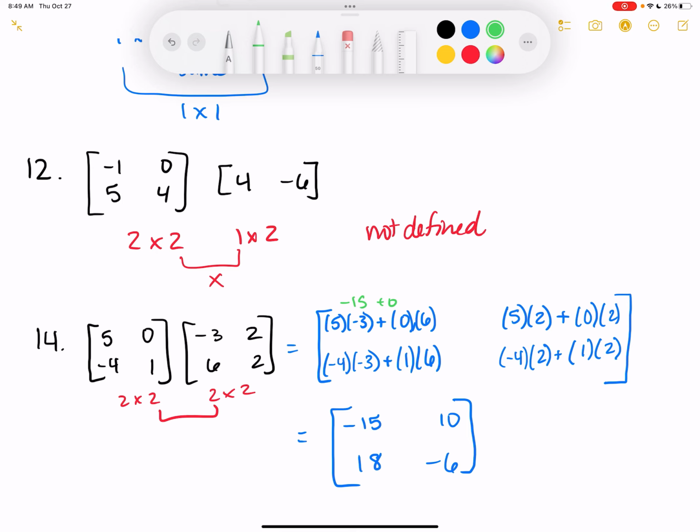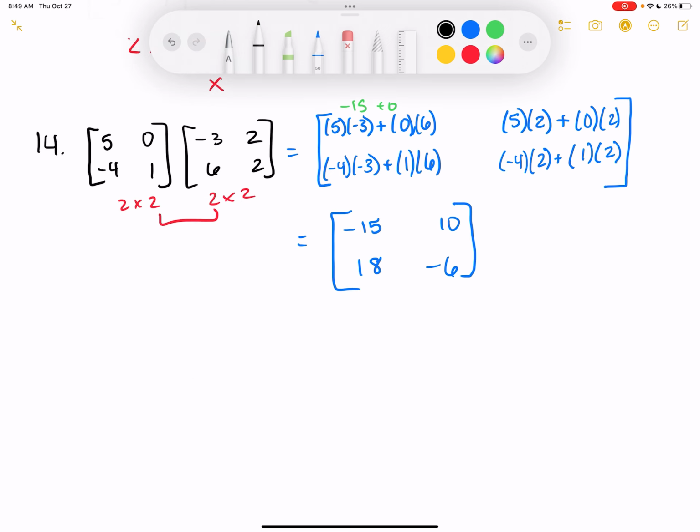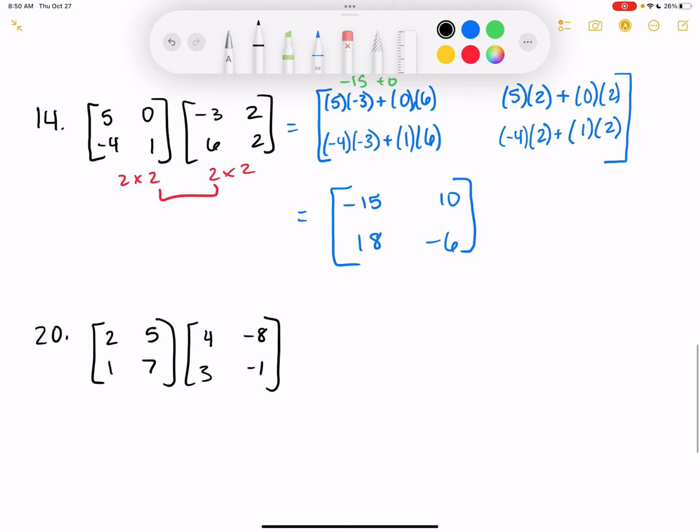All right, the next one I'm going to have you try on your own, and then we'll go over it. So it'll still be a 2x2. The problem in the book is actually one of those, like, describe the error in solving. So anyways, we've got the matrix 2, 5, 1, 7. And the other one is 4, negative 8, 3, negative 1. Do we have to write the thing that says like 2x2, 2x2?